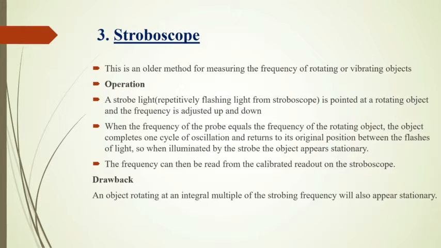flashes of light. So when illuminated by the strobe, the object appears stationary. The frequency can then be read from the calibrated readout of the stroboscope. That is, if the rotating object appears stationary, the frequency is then read out. But this instrument also has a drawback, that is, an object rotating at an integral multiple of the strobing frequency will also appear stationary. This is its drawback, because you won't be able to get the right reading.